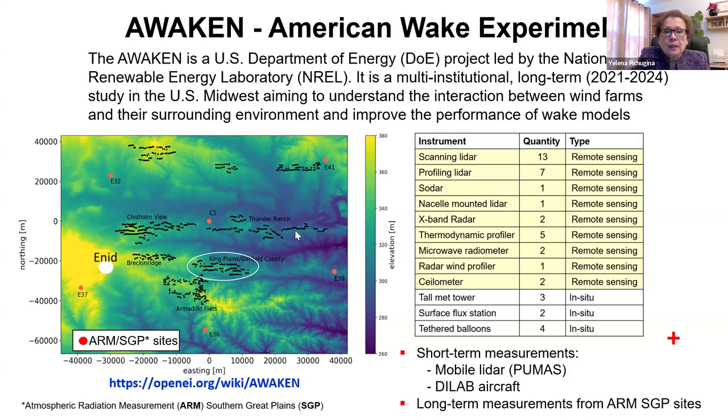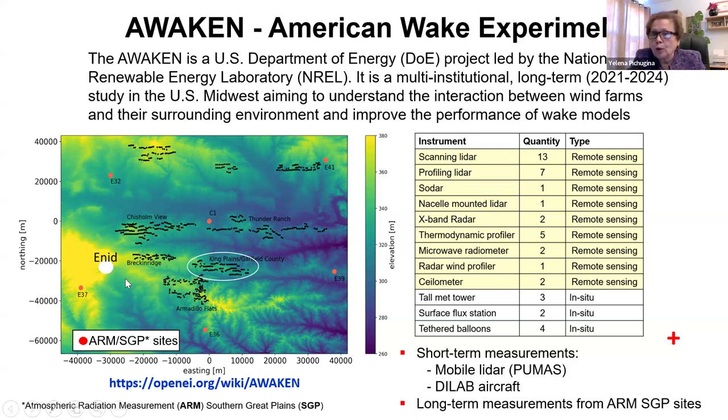On this map, you see by black dots the different wind farms in this area. It's North Oklahoma. I highlighted King Plains wind farm that was our interest. During AWAKEN, plenty of instruments were deployed in this area. You can see there are 13 scanning lidars and also profiling lidars. There were two X-band radars that covered from this side and from this side, and they covered almost all the area.